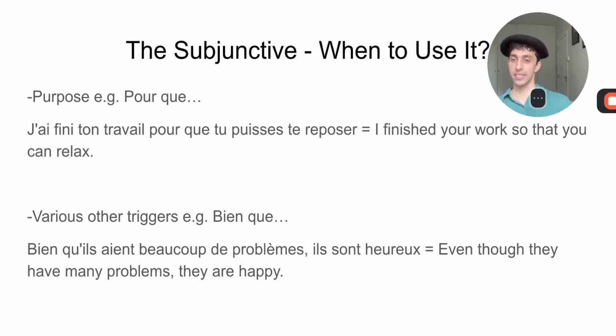So you'd say bien qu'ils aient beaucoup de problèmes, ils sont heureux. Even though they have many problems, they are happy. Aient is the present subjunctive from avoir.